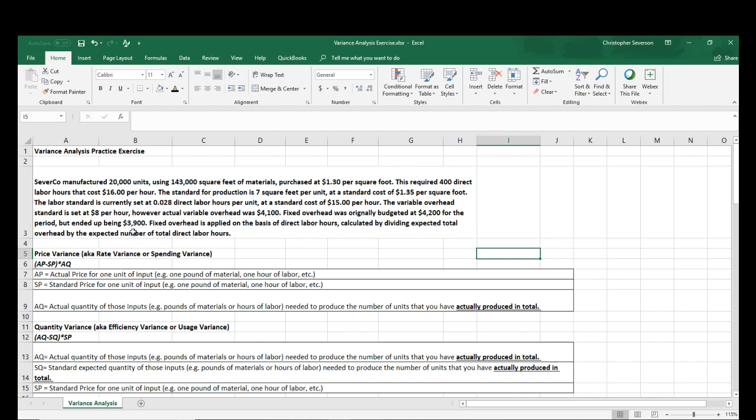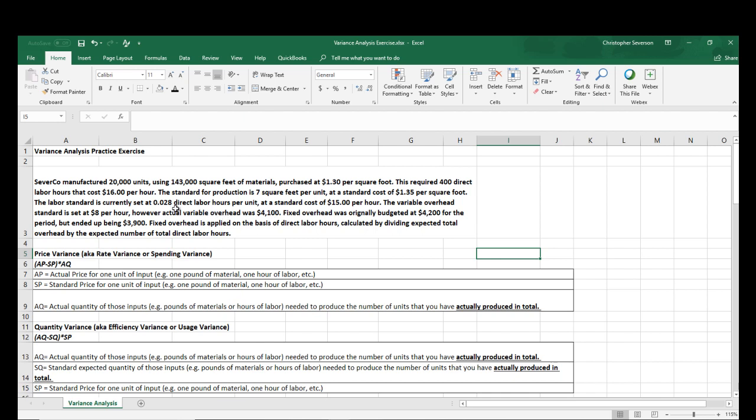We're going to come back to all this, by the way. The standard for production is 7 square feet per unit at a standard cost of $1.35 per square foot. The labor standard is currently set at 0.028 direct labor hours per unit at a standard cost of $15 per hour. The variable overhead standard is set at $8 per hour. However, actual variable overhead was $4,100.